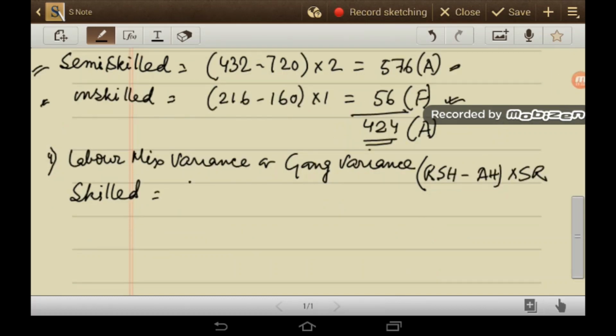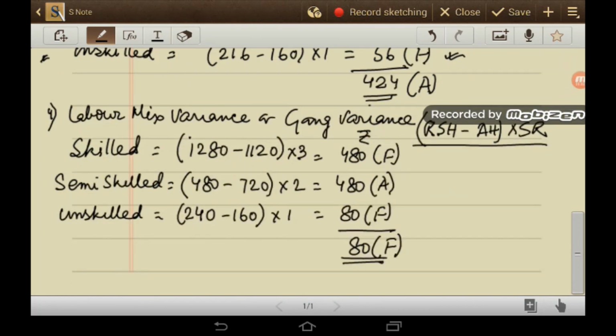Labor mix variance or gang variance is calculated by this formula, RSH minus AH into SR. So labor mix variance for skilled workers 480 favorable, for semi-skilled worker 480 adverse, so these two will cancel out, and for unskilled worker this is 80 favorable. So total labor mix variance is 80 rupees favorable.